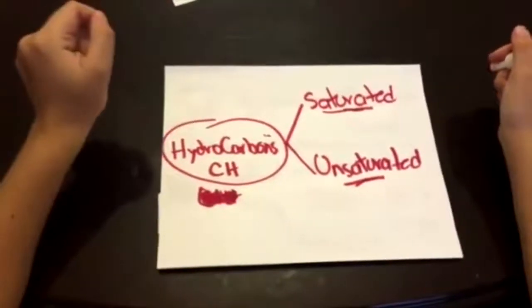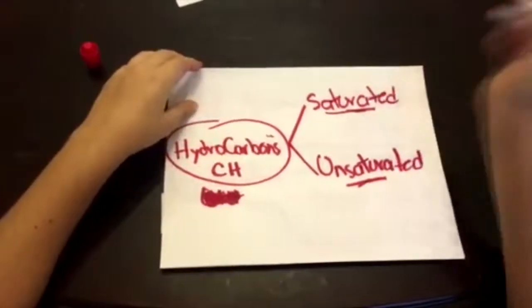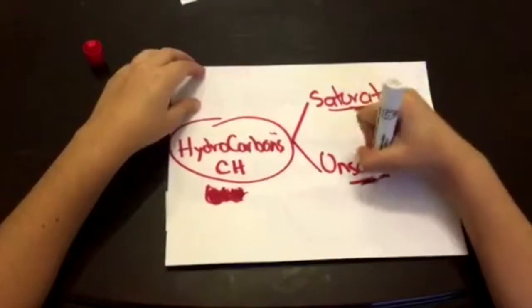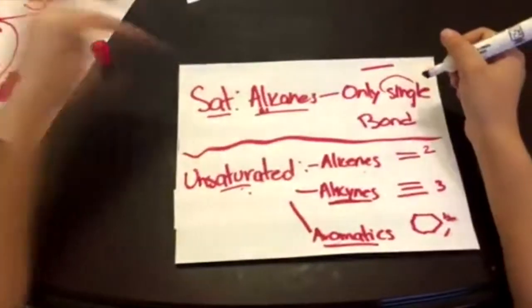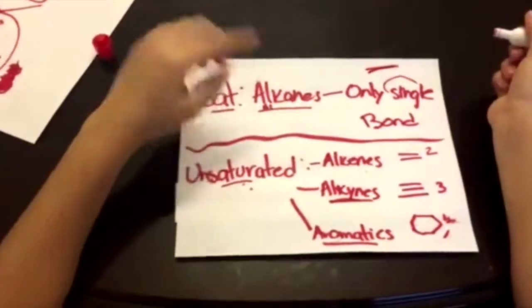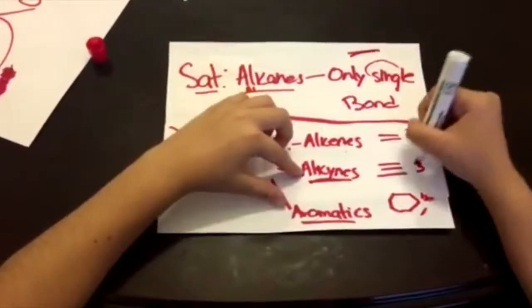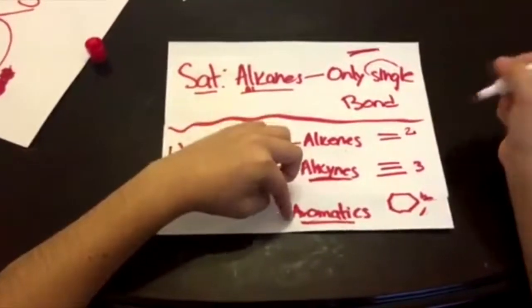Hydrocarbons are compounds that only have carbon and hydrogen, and are divided into saturated and unsaturated. Saturated: alkanes, only single bonds. Unsaturated: alkenes, double bonds; alkynes, triple bonds. And aromatics, with a benzene ring.